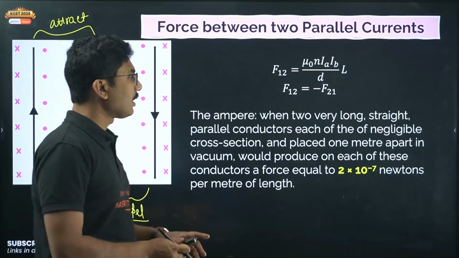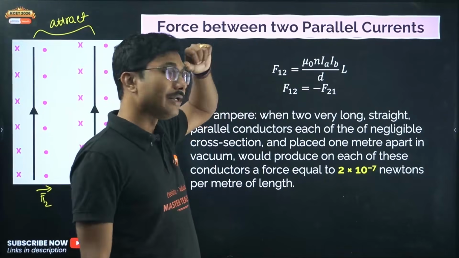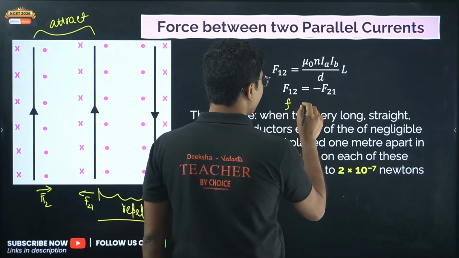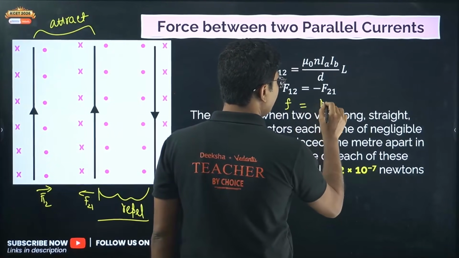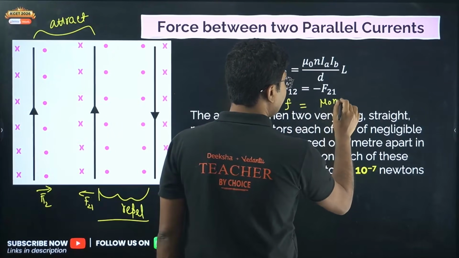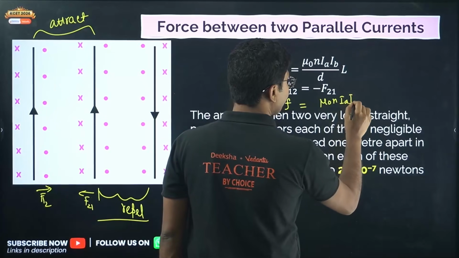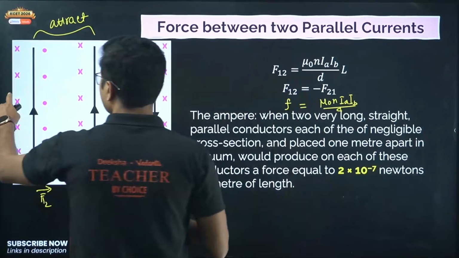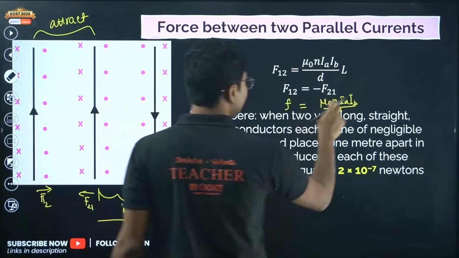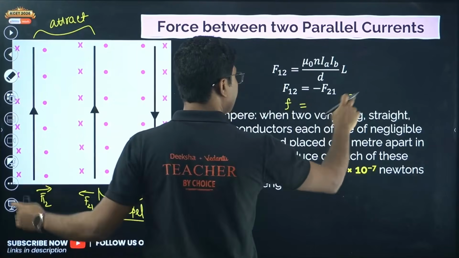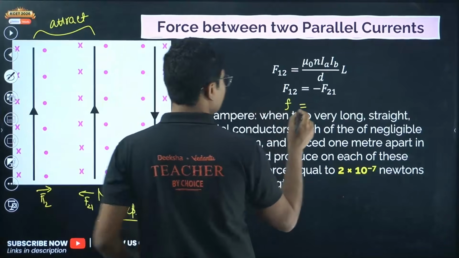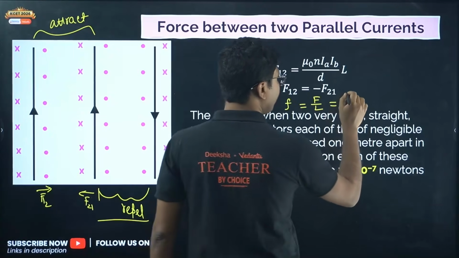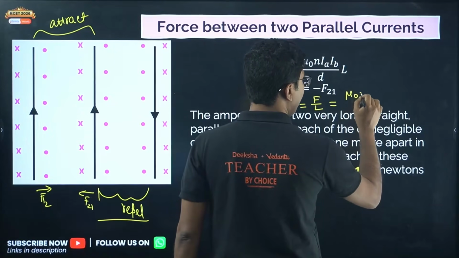From here you can even define the ampere. First of all, you have to convert it into force per unit length. So force per unit length is given by mu naught Ia Ib by 2 pi d, and there is no L. Force per unit length means the L is basically divided. So F divided by L gives you the force per unit length.